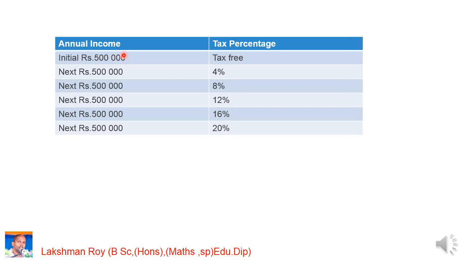So the first 5 lakhs, the initial 500,000 rupees, is tax free. Every person can earn within 500,000 rupees tax free. No need to pay tax. If it exceeds, above the 500,000 rupees, for the next 500,000 rupees we charge 4% as tax. Then for the next 500,000 rupees, 8%, and it goes on like that. This is the data published by the revenue department in a certain year.